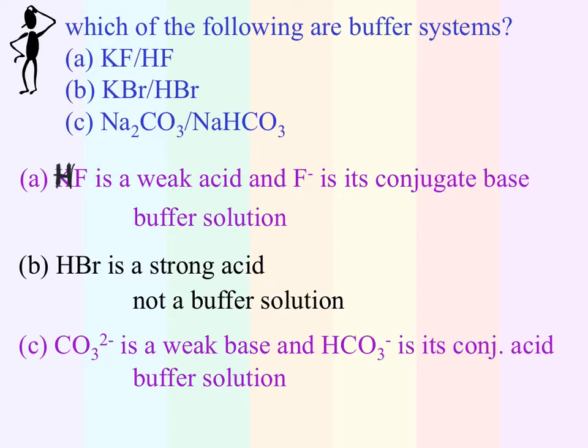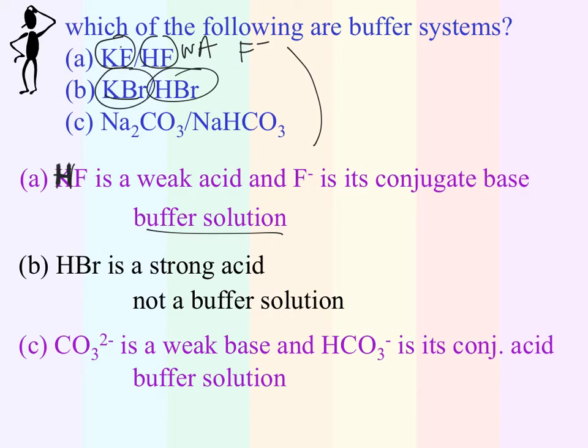Okay, so which of the following here are buffer systems? Okay, so in this case we have KF and HF. Okay, HF is a weak acid. KF is a salt that has a common ion, which is F minus. Okay, so this is a buffered solution. Okay, KBr and HBr, notice that the KBr is a salt that has a bromide ion. HBr is an acid that has a bromide ion, so they have a common ion. However, notice that HBr is a strong acid. So because this is a strong acid, this is not a buffered system.